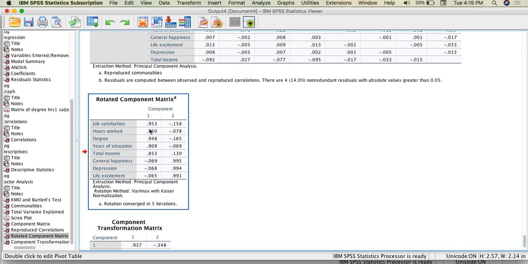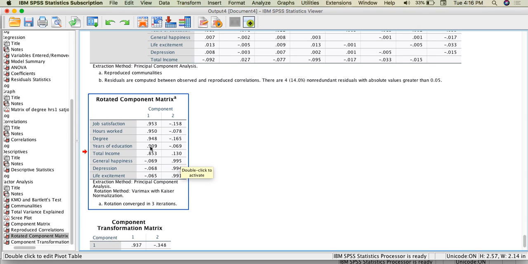You don't want it to sit in the middle of the ocean between 2 islands and not really align with one of them. You want it to align with one island, not the other, and tell it to swim for that island. So we're going to put job satisfaction, hours worked, degree, years of education, and income all on island 1, and then general happiness, depression, and life excitement, those very nicely are on island 2.